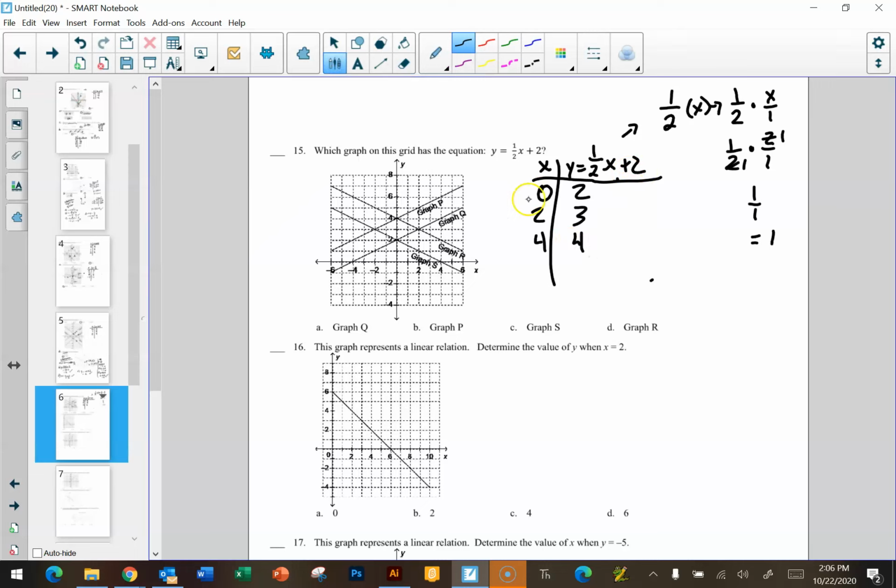So we see I have a linear relation. This one goes up by 2, okay, consistently. Up by 2. This one goes up by 1 consistently. So it is linear, so any of these could be linear, but let's check where these points are.